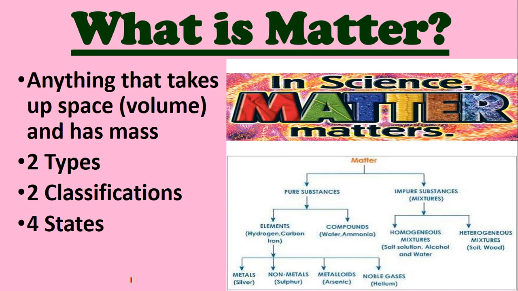So like I always start with, here's another definition. What is matter? It's anything that takes up space, known as volume, and has mass. So in a sense, anything that has density. Because remember, density is mass divided by volume. There's two types, two classifications, and four states of matter.